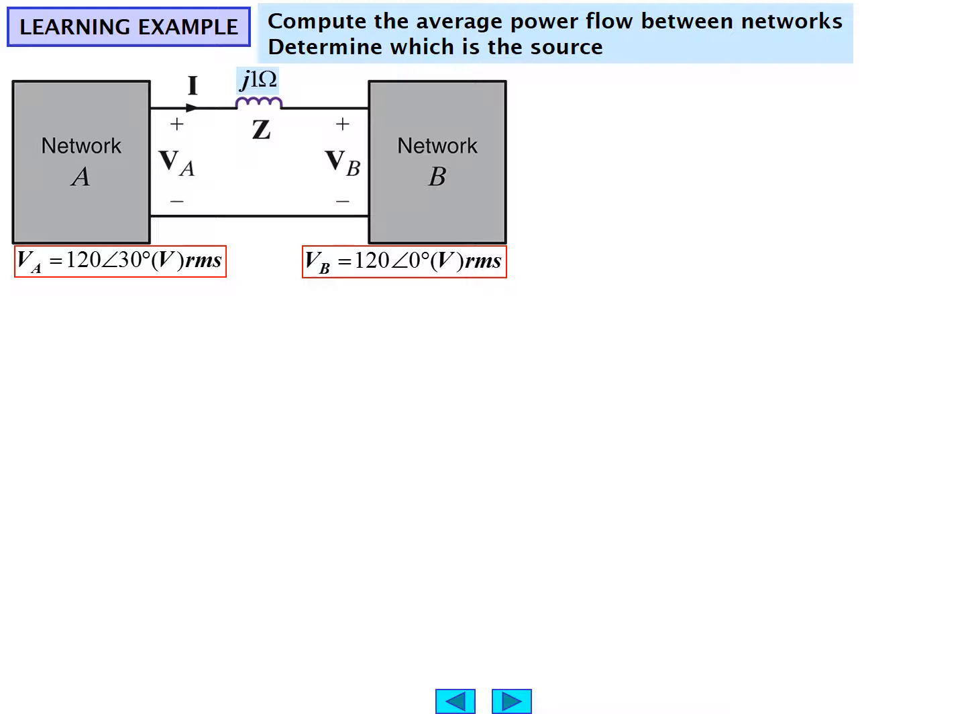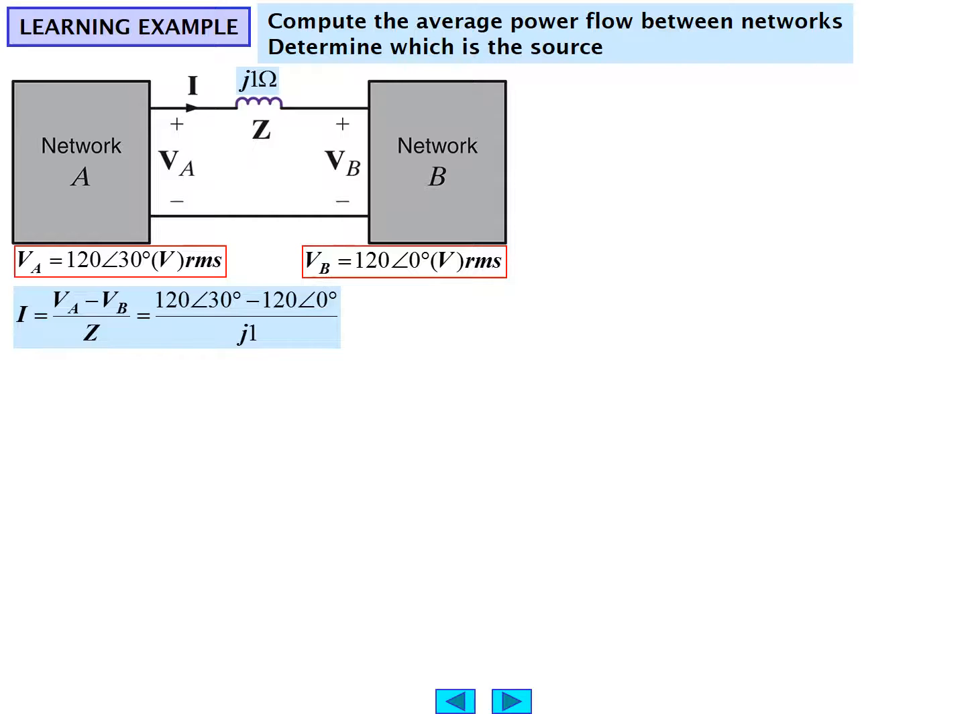And that produces a current I in the direction arbitrarily chosen as shown from A to B. Our concept now is to investigate which one is the source and which one is the load. They both can't be sources and they both can't be loads. So let's consider first the current I. I is equal to VA minus VB over Z. That's Kirchhoff's voltage law: 120 angle 30 degrees minus 120 angle 0 divided by j1.